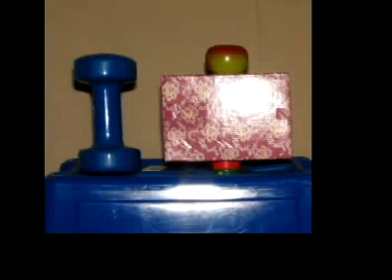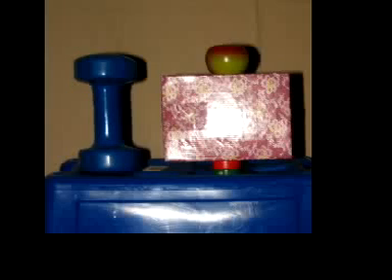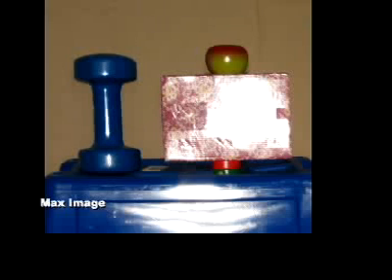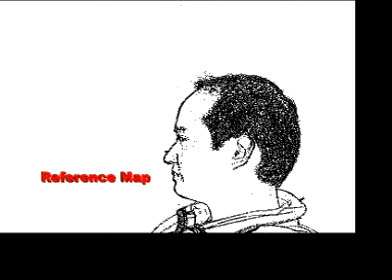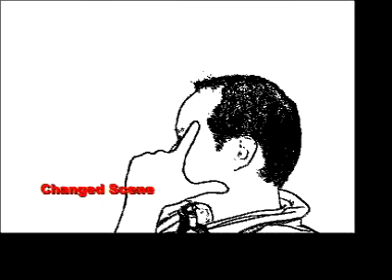Specularities can pose a problem when they shift among images. We deal with this problem by replacing the max composite image with an intrinsic image. Depth edges can be used to detect changes in a scene by identifying edges that are not present in a reference map.